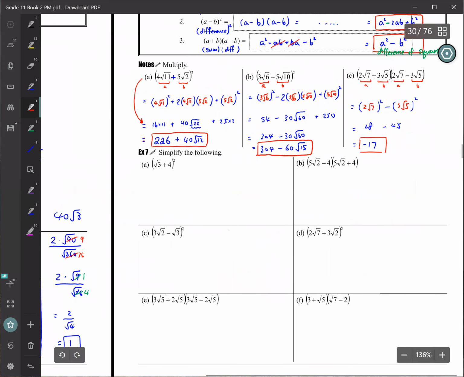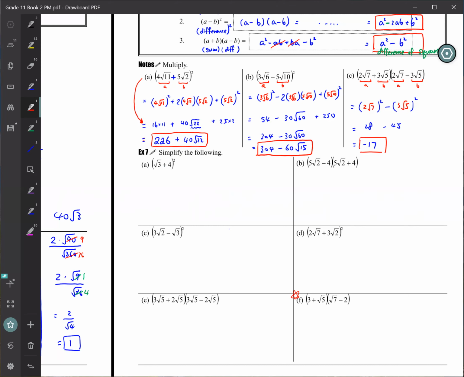All right, so I'll give you about 10 minutes. Maybe you don't need that much. Finish the bottom 6 questions. Each of them uses a different formula, so you need to think about which formula to use. Only for the last one, question F, you cannot use any formula. You can see every term is different. So for the very last one, you have to do the FOIL, expand one by one.